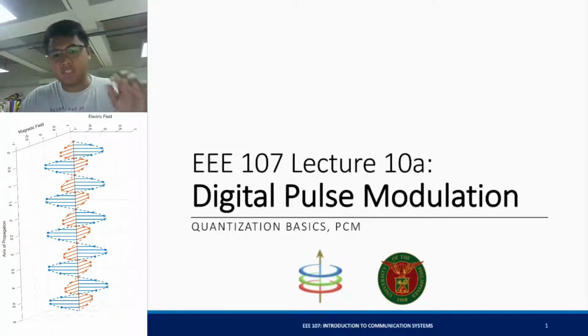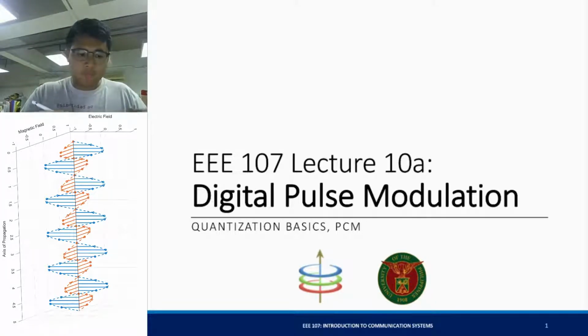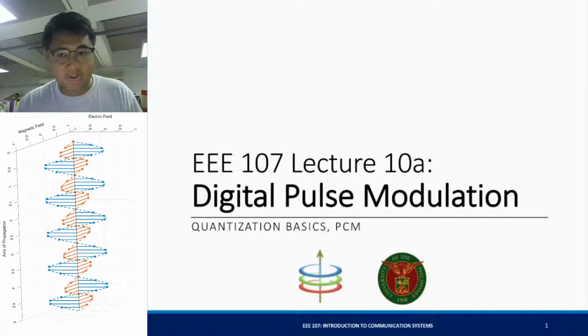So this is an extension of the analog pulse modulation scheme, but now instead of just having a signal that is discrete in time, we also discretize the amplitude levels of your analog signal. And with that, you already have a digital pulse modulation.